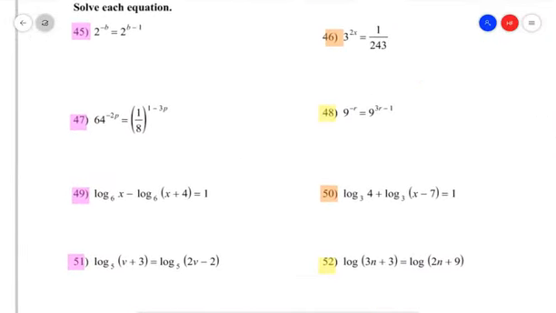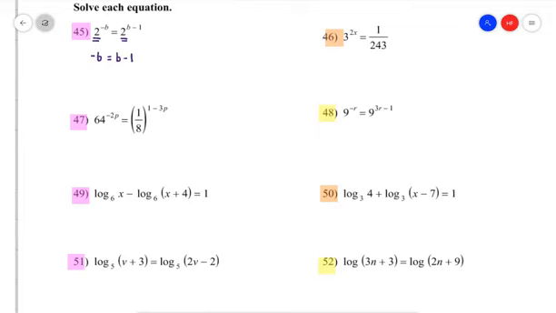Now, the next section, we are solving equations. The first two we'll do are exponentials, and then the next two will be logs. Whenever we're solving exponentials, we're going to want to have the same base. Once we have the same base, then we can set their exponents equal to each other and solve.